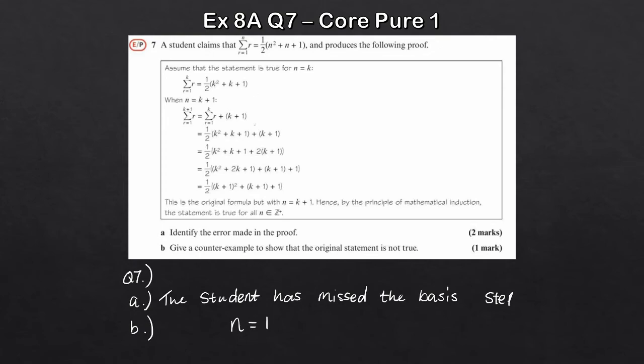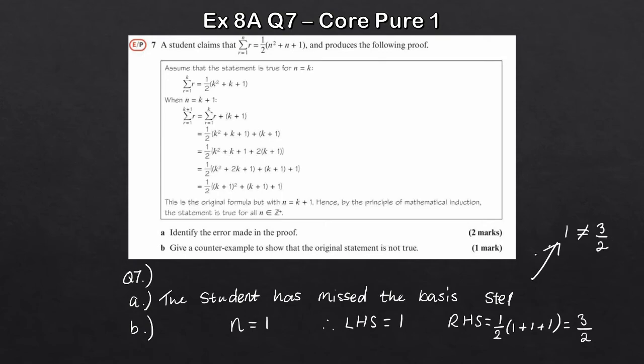Well, the left-hand side, that's just going to be the sum from 1 to n here. So from 1 to 1, which is just going to be 1. So therefore my left hand side is just going to be 1. My right hand side is going to be a half of 1 squared plus 1 plus 1. Now 1 plus 1 plus 1 is 3, and then we times that by half, so it's going to give me 3 over 2. But clearly 1 is not equal to 3 over 2. So there's a contradiction, right?